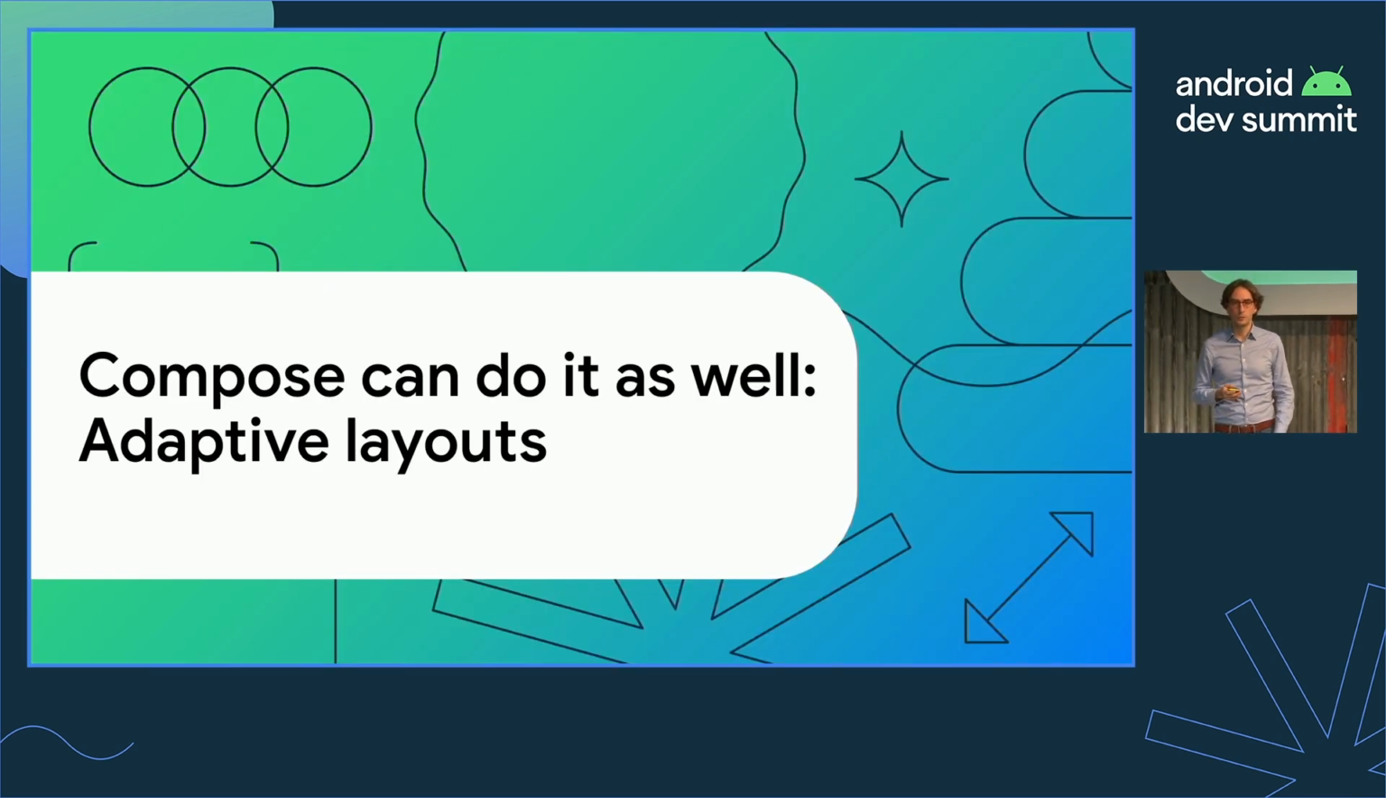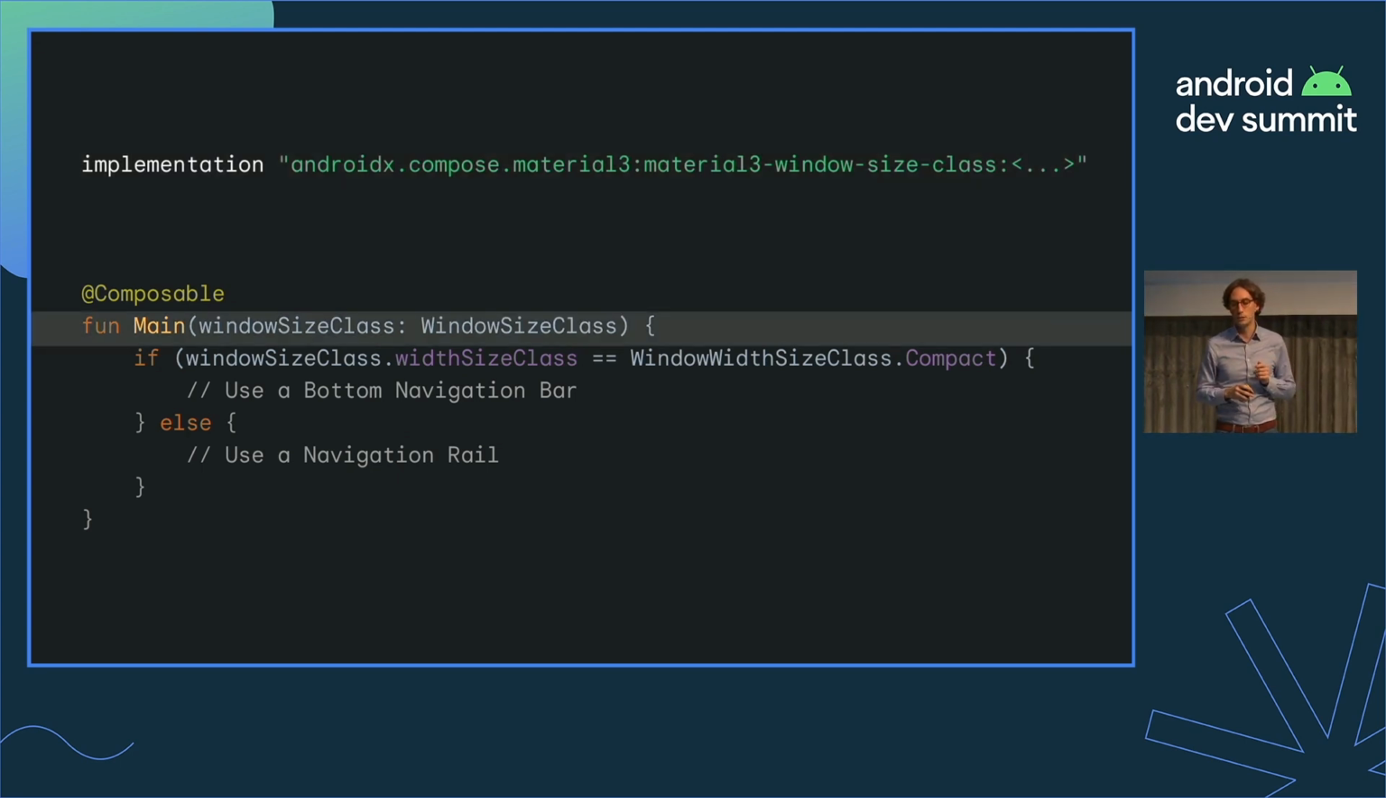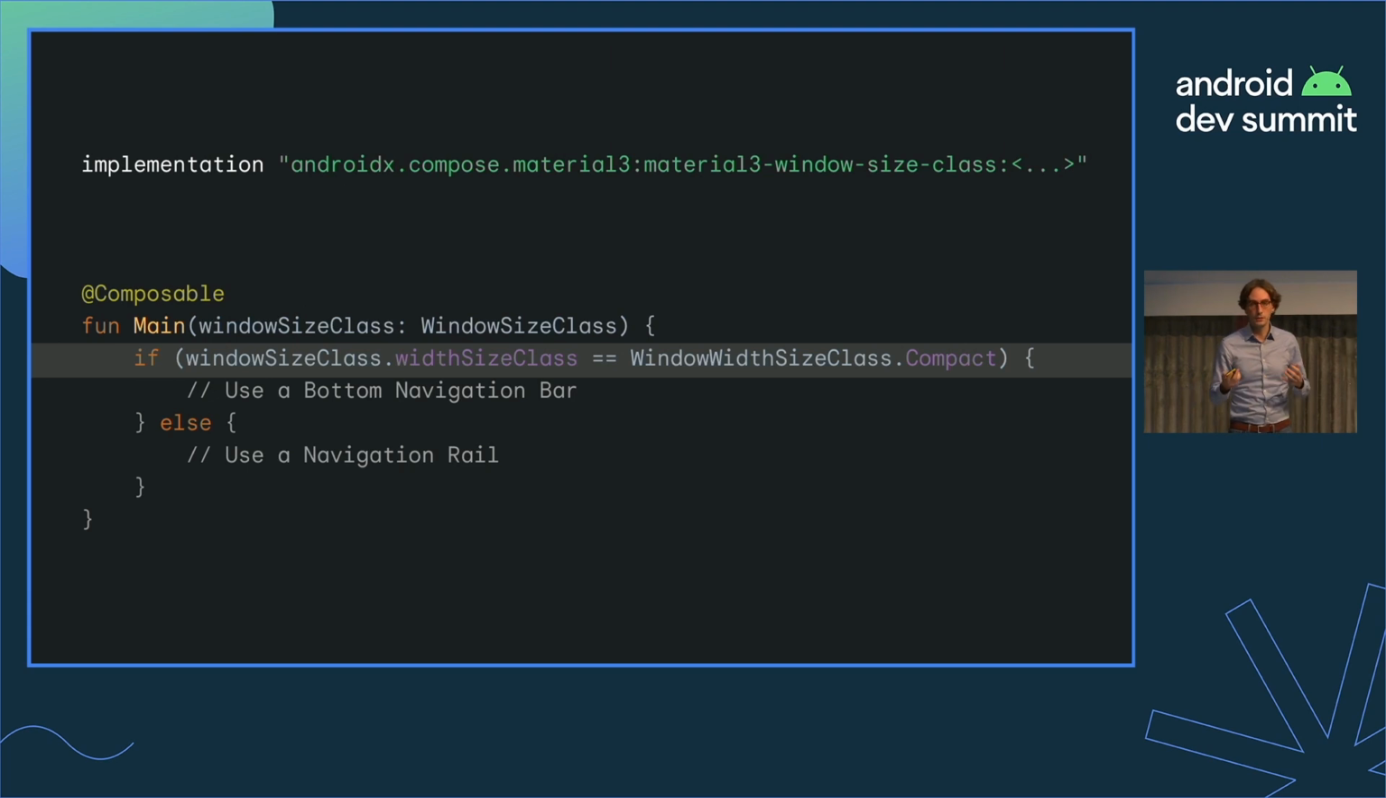Now, if you work with Compose, dealing with window size classes is even easier. Thanks to the Material3 window size class library, you have access to a window size class object that you can pass to your composable. Inside that object, you can very easily just check what is the window size class, either width or height. And here, for example, I can check, am I in the case where I'm in the compact width category? If yes, use a bottom navigation bar. If not, use a navigation rail.